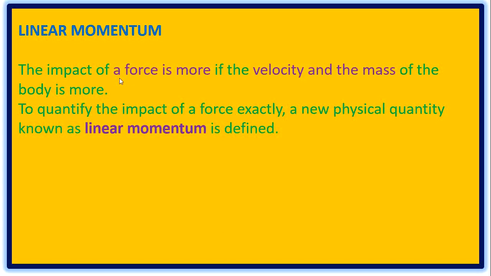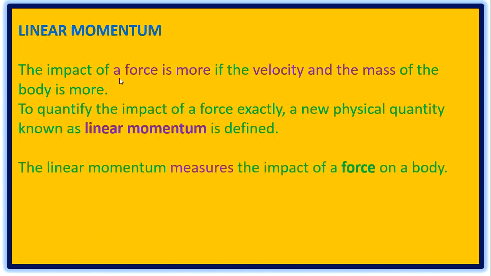Consider a ball. We have to consider the mass of the ball and the velocity of the ball. If the mass and velocity of the ball combine together, then it produces some changes on the object. So we have to quantify the new term as linear momentum. So this linear momentum measures the impact of a force on a body. This linear momentum measures the impact produced on a body. What are the changes that take place on a body?